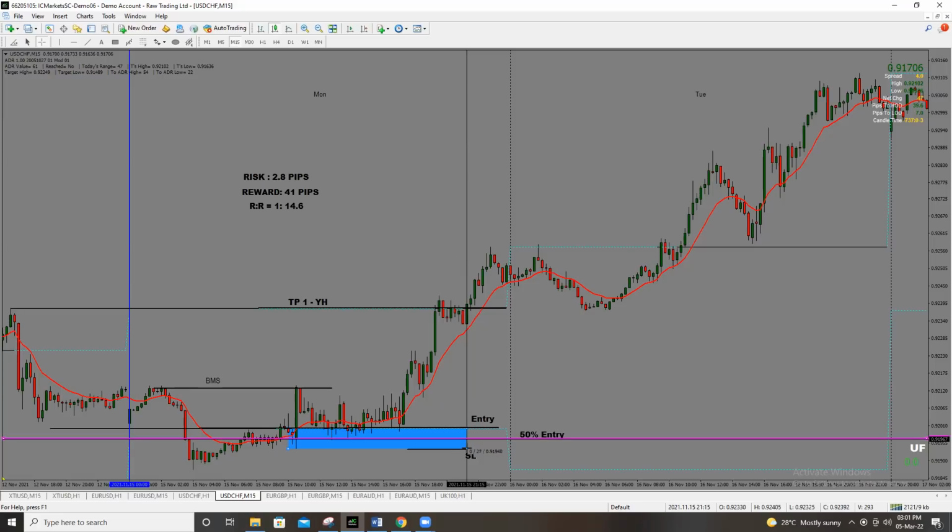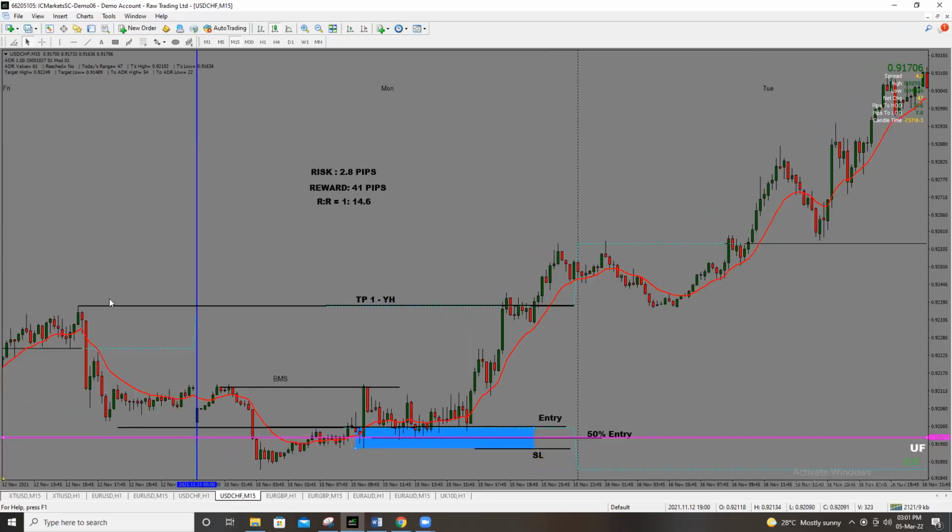You have a 2.8 or 2.9, 2.8 stop loss. Okay, you have a 2.8, meaning you're risking 2.8 pips. Where is your take profit? Remember, while you're doing all that, the market is still retracing, so maybe your trade has not been hit. So what is your first take profit?